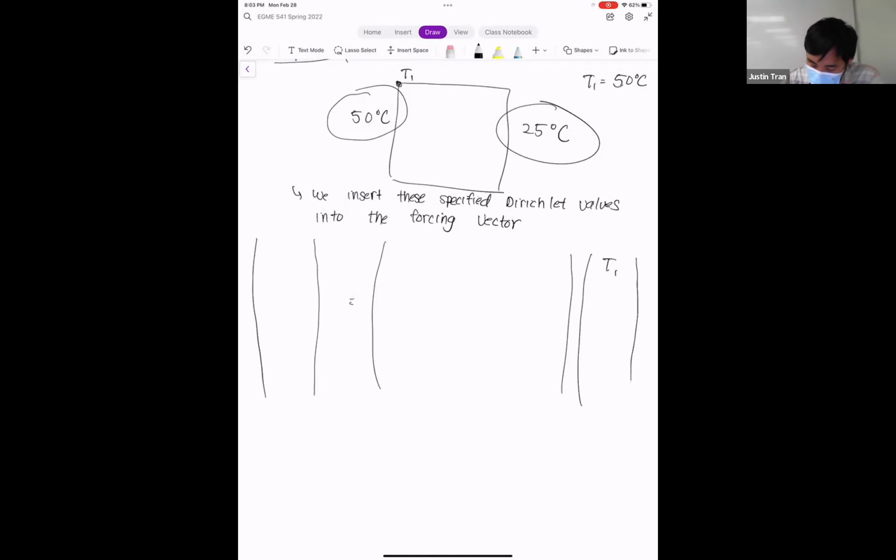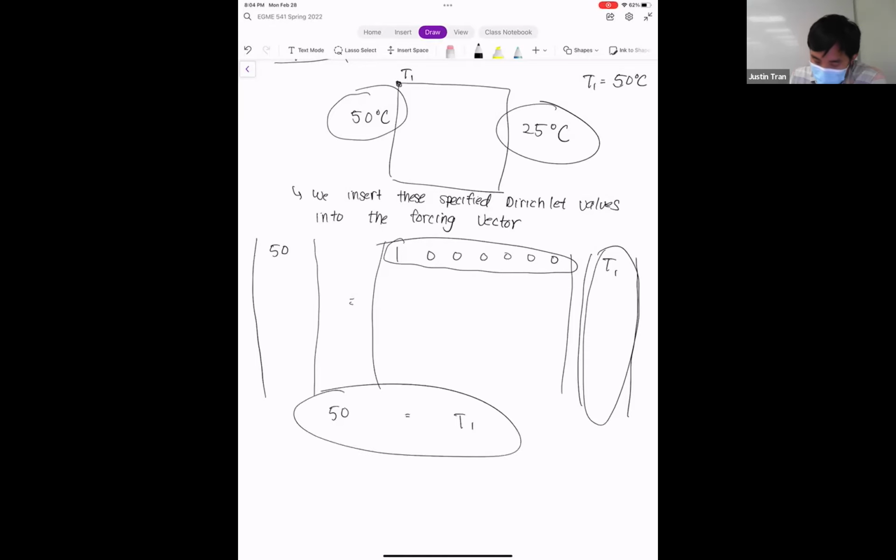And so mathematically, the way that we apply this is, let's say that we have our first row in the matrix like that. If we perform the vector multiplication of these two vectors here, we end up with T1. And so to make sure that our T1 here is equal to 50, what we need to put in the forcing vector is exactly that 50 right there. This tells us that 50 is equal to T1. And that's exactly the boundary condition that we need to specify.